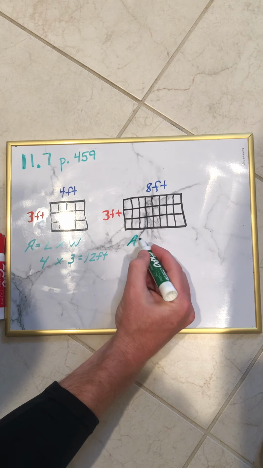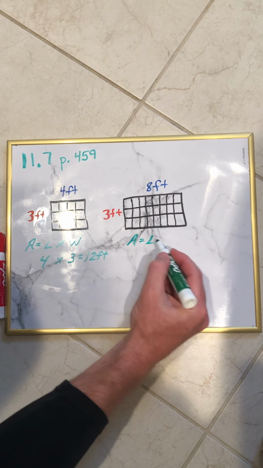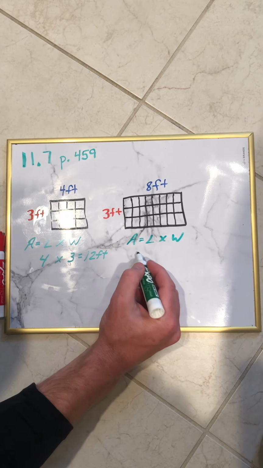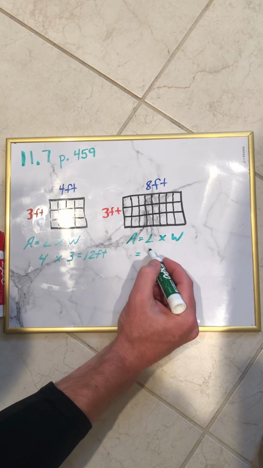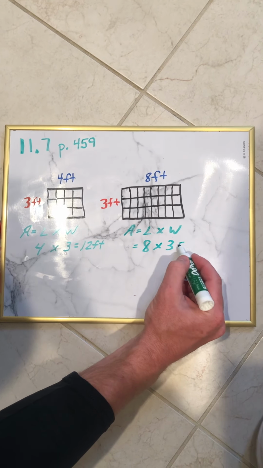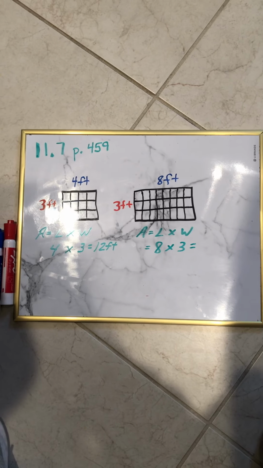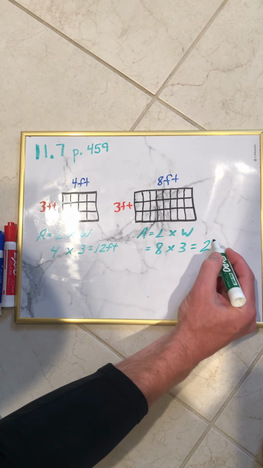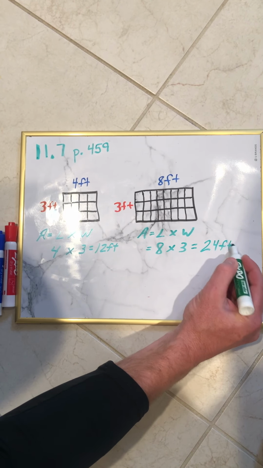Again, we'll do our formula. A, area equals length times width. And then we'll plug in our 8 and our 3. And what is 8 times 3? It's a basic multiplication fact there. 24. So it's 24 square feet.